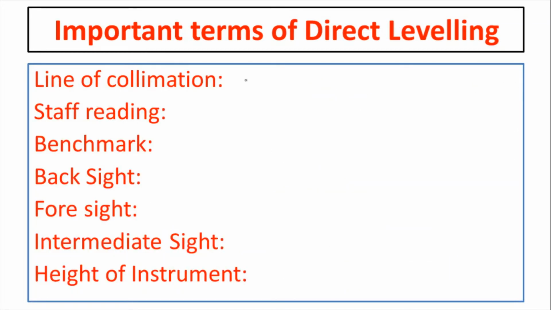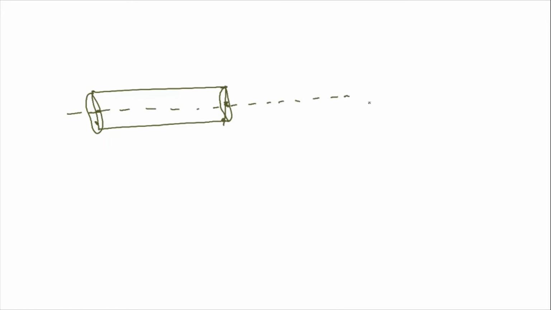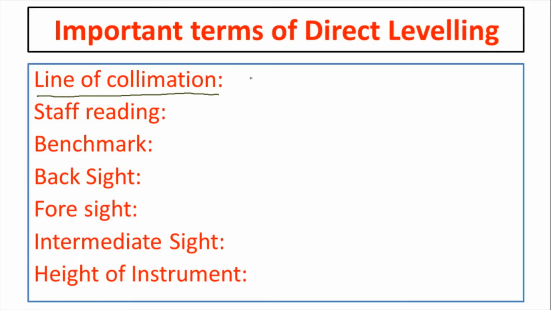Okay, then let us see the important terms of direct leveling. The first term is the line of collimation. What is the line of collimation? As I told earlier, the instrument consists of an eyepiece and an object piece. The object piece consists of the optical center, and the line joining these 2 points is called the line of sight. Now if the line of sight is horizontal, that can also be called the line of collimation. So line of collimation means nothing but the horizontal line of sight.